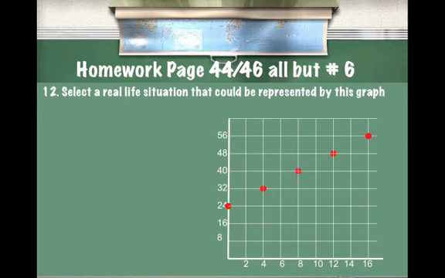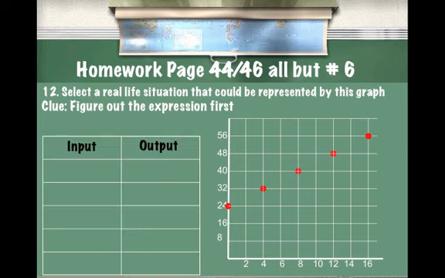Question 12. Select a real-life situation that could be represented by this graph. This was a tough question. A clue could be to figure out the expression first. So if I have my table here, 0, 4, 8, and where they would line up in the output, so 0 would line up with 24. 4 would line up with 32. And I could figure that out and continue the pattern.